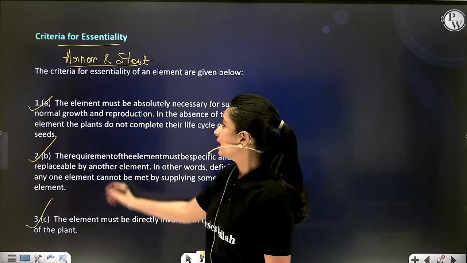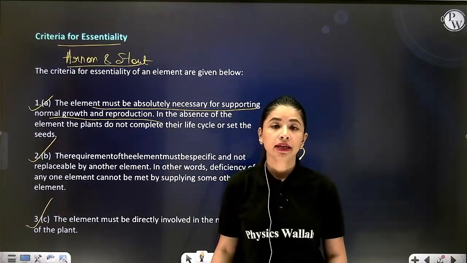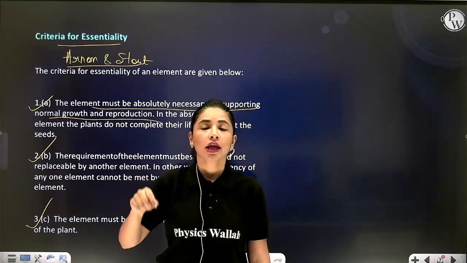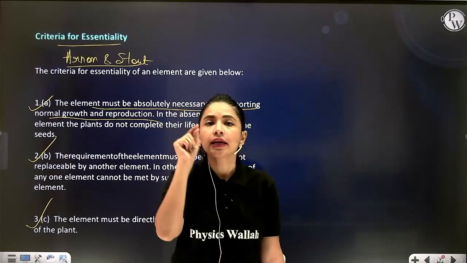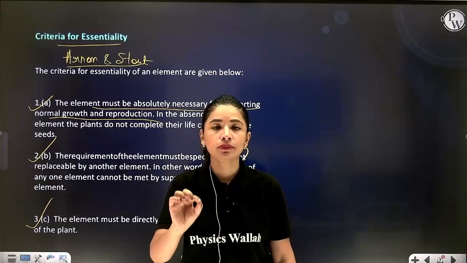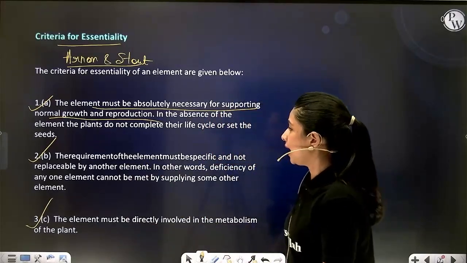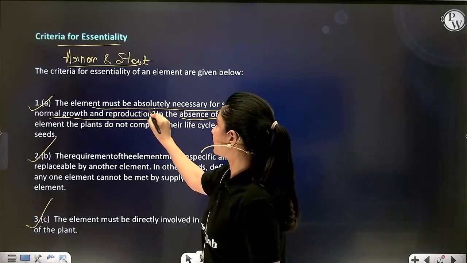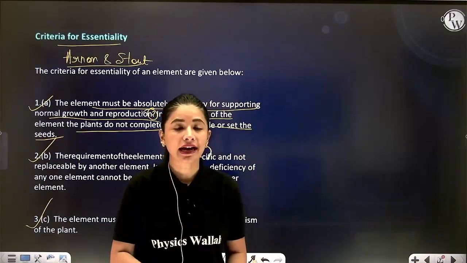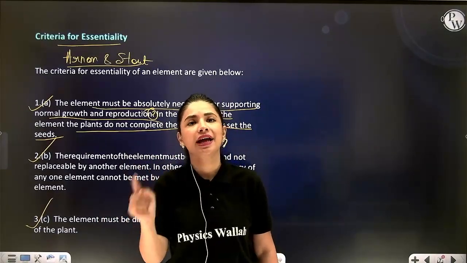The number 1 point says the element must be absolutely necessary for supporting growth and reproduction. If it really has to become an essential element, then that element should be directly involved in the metabolism of the plant body, like growth and development. First criterion. Second, in the absence of that element, the plant should not be able to complete its life cycle. That means if that element is not provided to the plant, then the plant should fail to complete its life cycle.